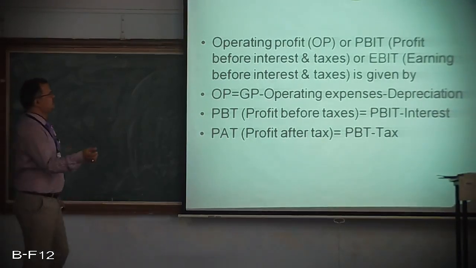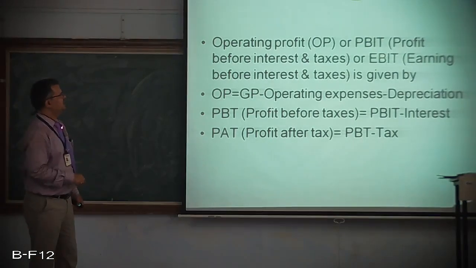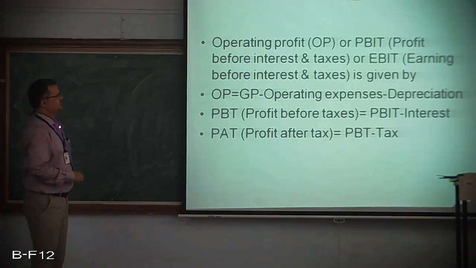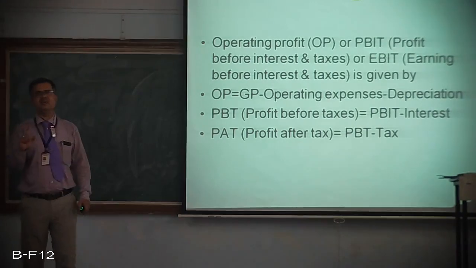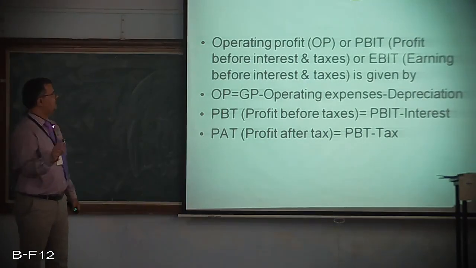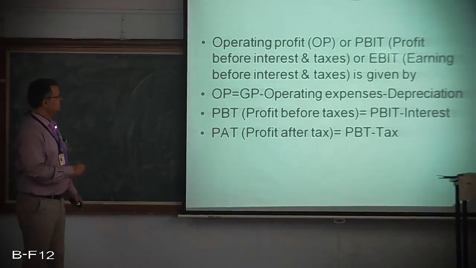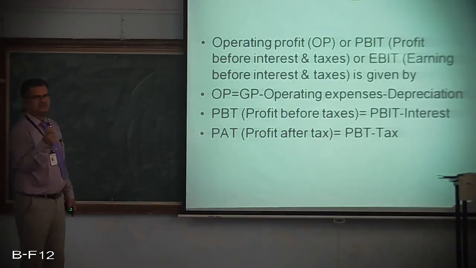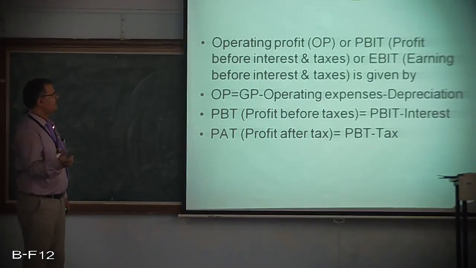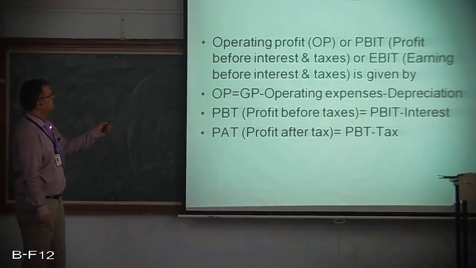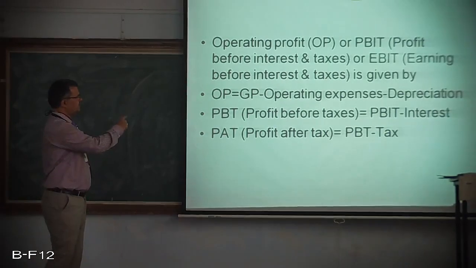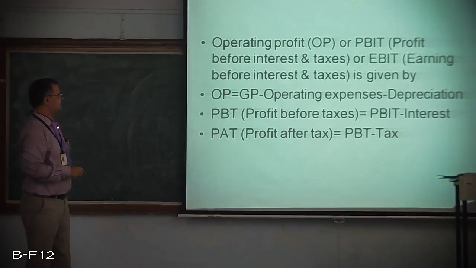It is the actual profit, the net profit. It is PBIT, before interest and taxes, also sometimes called EBIT, that is earnings before interest and taxes, given by OP equal to GP minus all the operating expenses incurred, minus the depreciation. Then that is PBT, which is given by PBIT minus interest.